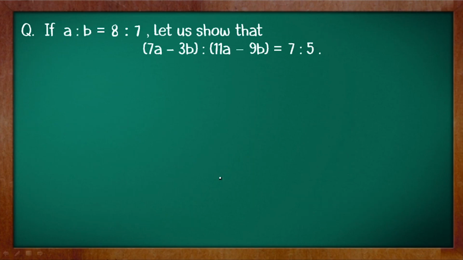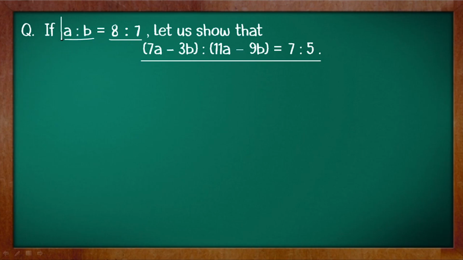So here, if a is to b is equal to 8 is to 7, let us show that 7a minus 3b is to 11a minus 9b is equal to 7 is to 5. So this is the ratio that we need to find, and it is given that a is to b is 8 is to 7. It is just the opposite of the previous question, where a complicated ratio was given and we needed to find the simple form of the ratio. Here the simple form of the ratio is given and we need to find a complicated ratio.